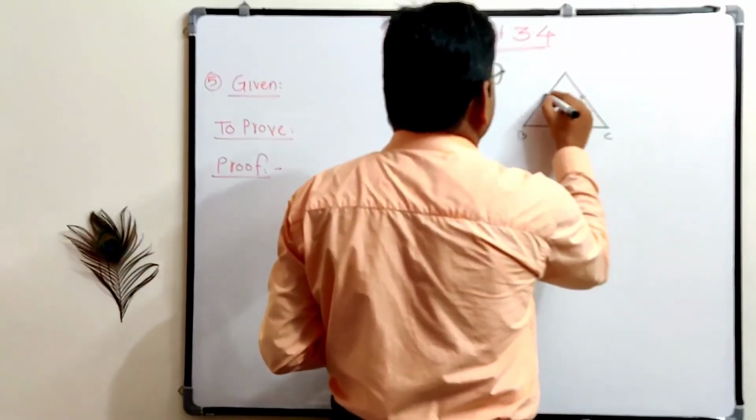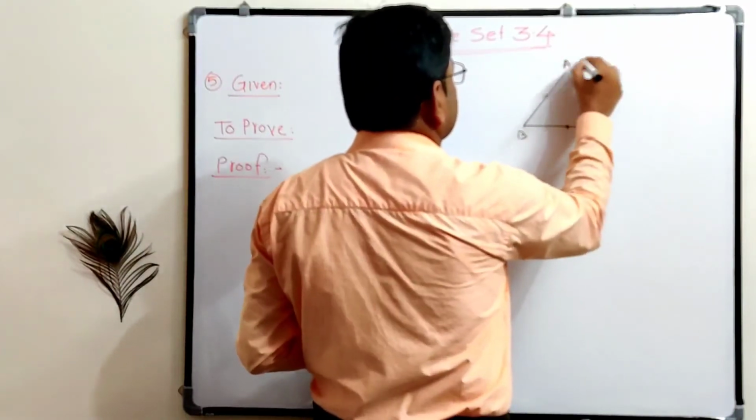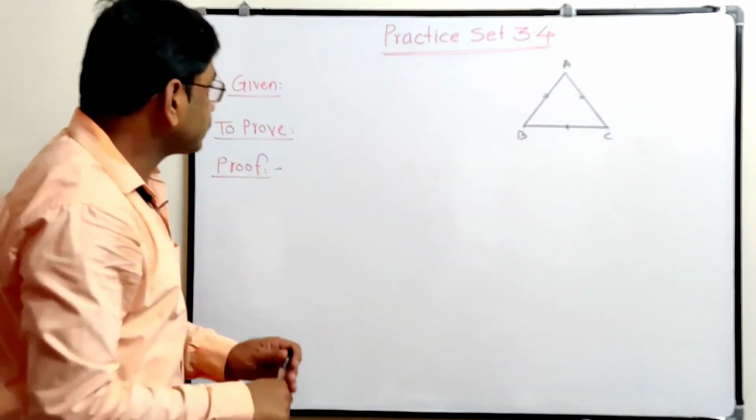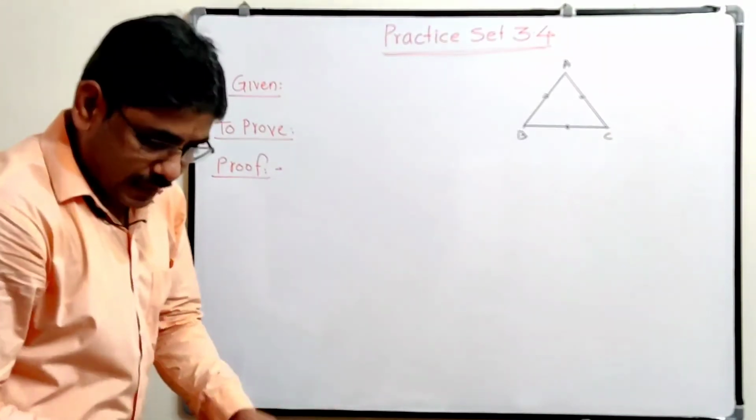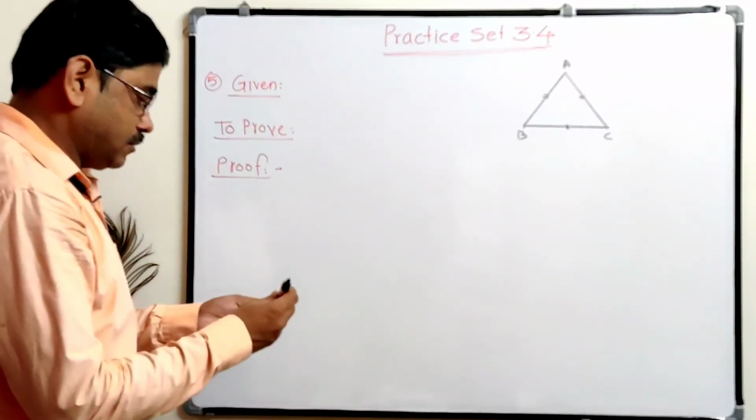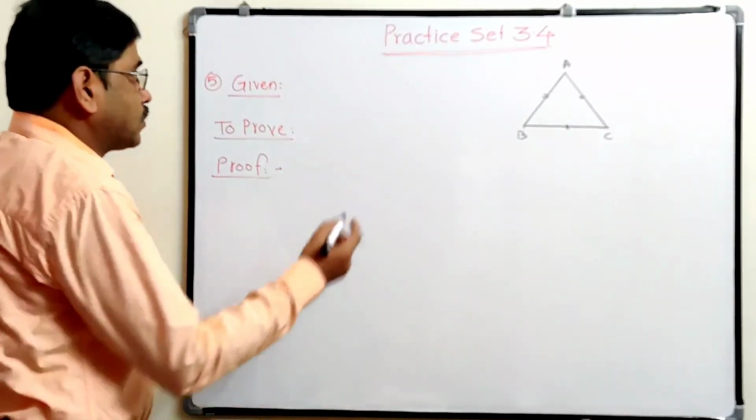So here AB equals BC equals AC. This is equilateral triangle. Now what is given? Triangle ABC is equilateral triangle. What will we write in Given? Whenever there is prove that, show that, we have to write these steps.